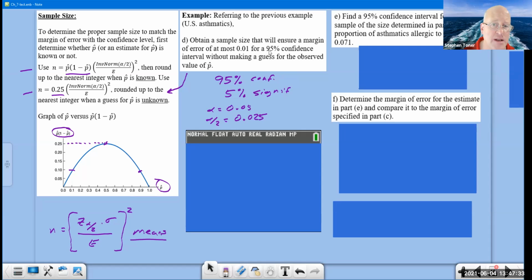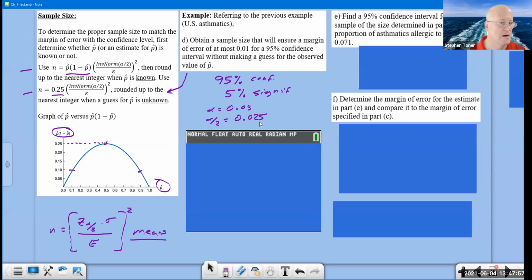They gave us 95% confidence, which means there's a 5% significance level that goes along with it because these two add up to 100%. Written as a decimal, the 5% significance would be our alpha is equal to 0.05, and then cutting it in half, we get the 0.025.